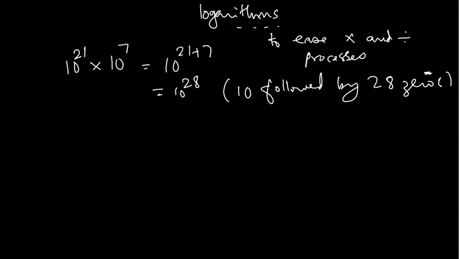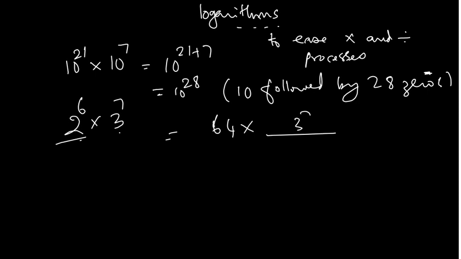This is fine if the base is 10. For example, I have 2 to the power of 6 multiplied by 3 to the power of 7. The base is not the same, so I can't multiply and use them, and the indices rules won't help here. If you really were to multiply, 2 to the power of 6 is 64, and 3 to the power of 7 is a really huge number. With a calculator it's easy anyway.